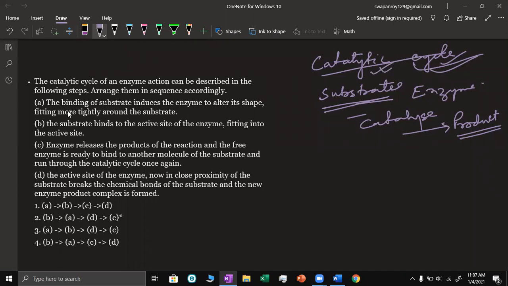So here the different steps, different events have been given, and these events have been divided into 4 different parts, and which one will come first, which one will come next, options are given, all right? The events are A, B, C, D, but these events are haphazardly written, and they should come in which sequence.